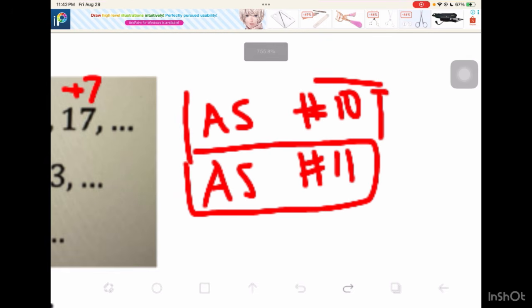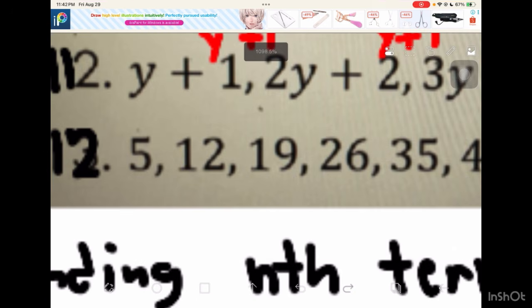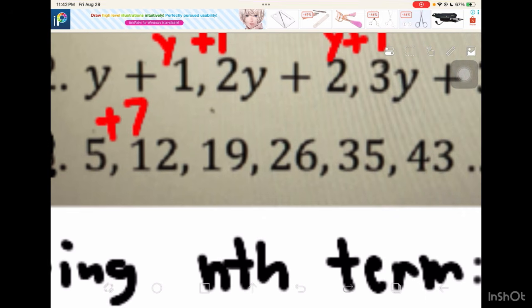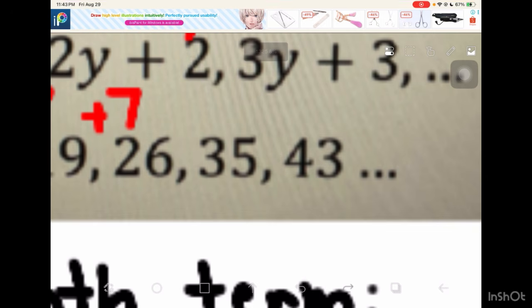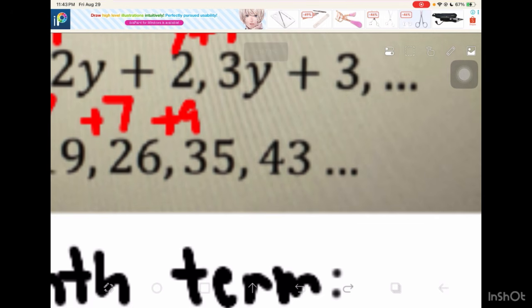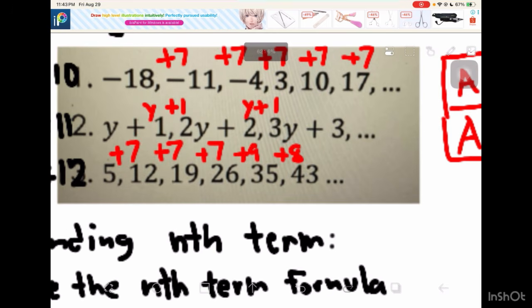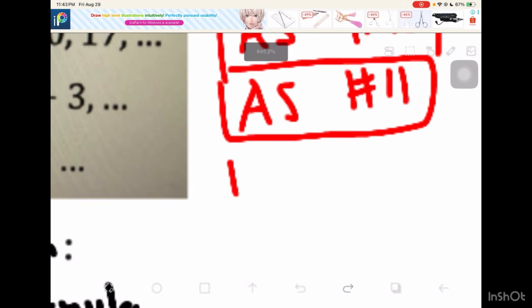Okay. But let's see for this one. 12 minus 5, that's plus 7. 19 minus 12 is plus 7. 26 minus 19 is also plus 7. But 35 minus 26 is plus 9. And 43 minus 35 is plus 8. So as you can see here, not uniform. So this is not AS.